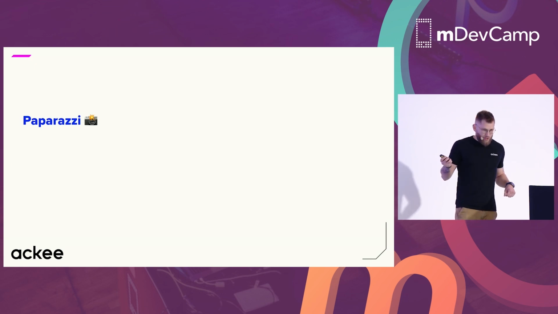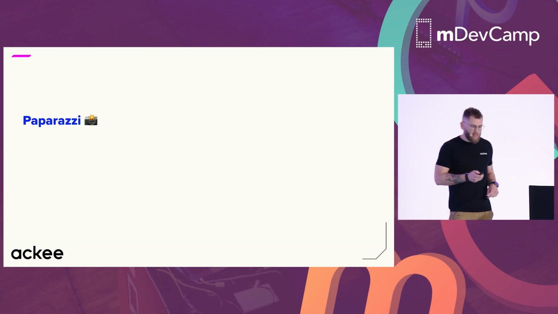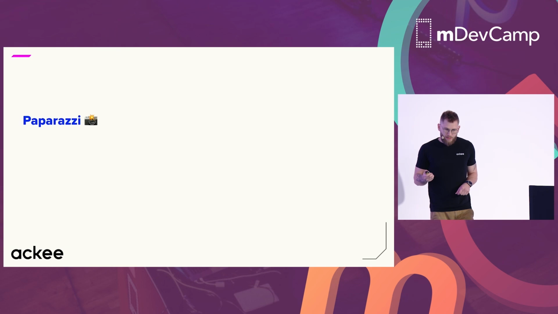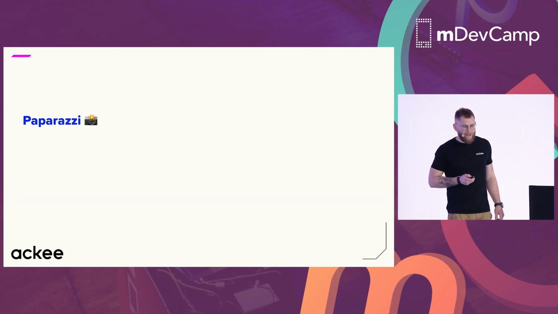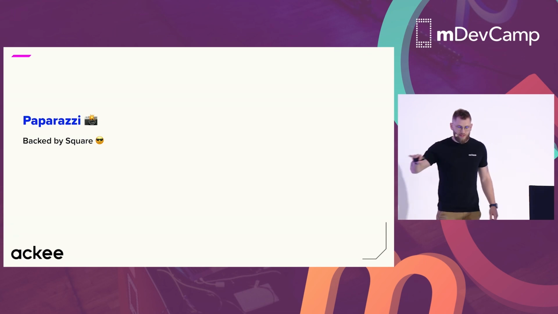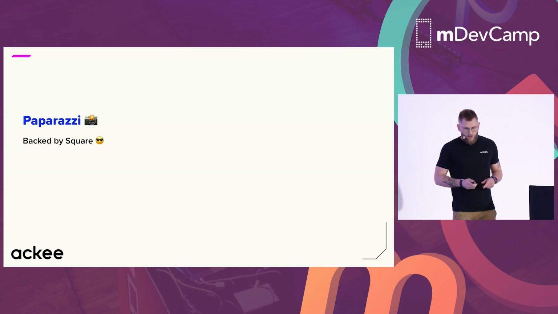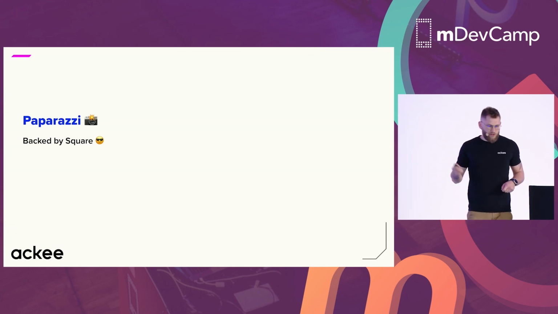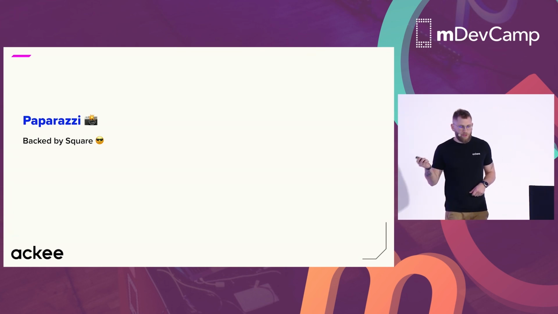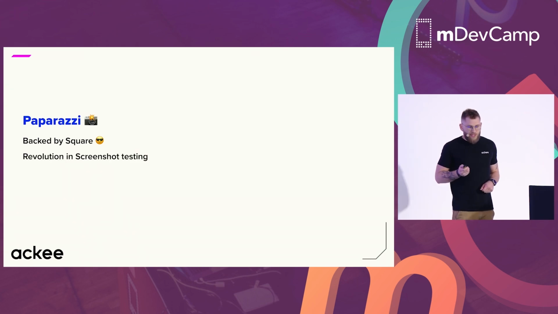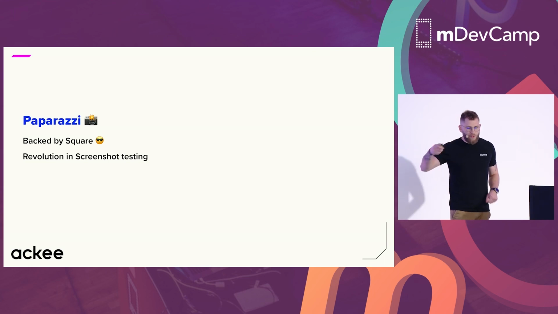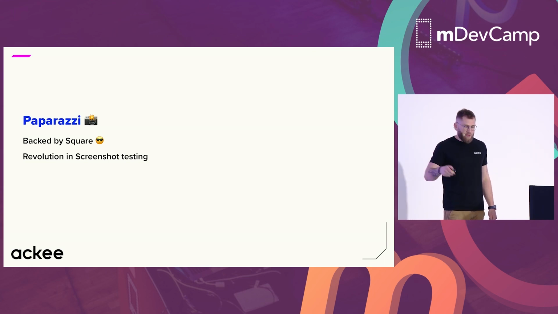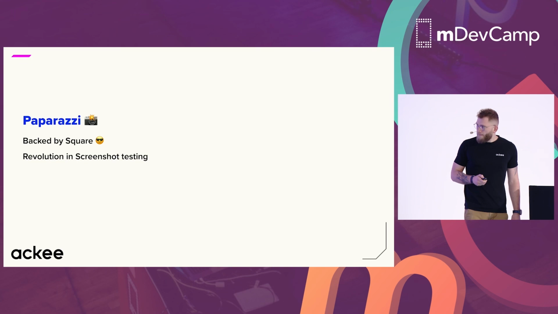I have to mention this library because that was kind of a revolution a few years ago. The library is called Paparazzi, and it's backed by Square, or Cash App. I was at DroidCon Berlin in 2021, where John Rodriguez, I think, the author of the library, presented it. It was kind of a revolution in screenshot testing because it doesn't require the emulator or the device to run, and it runs only locally on a JVM.